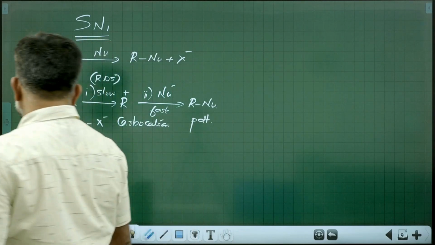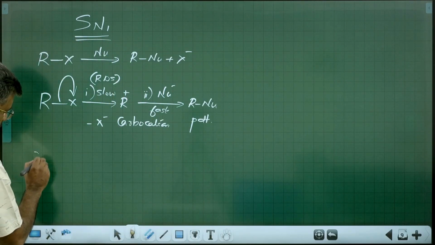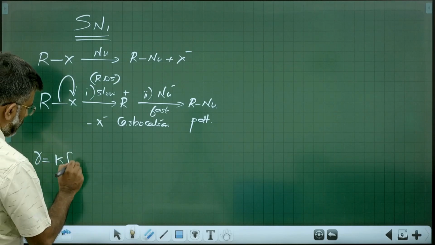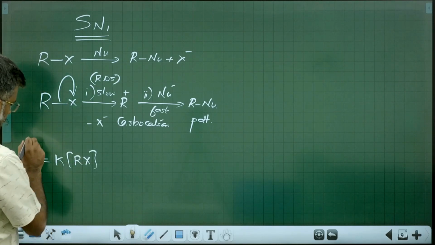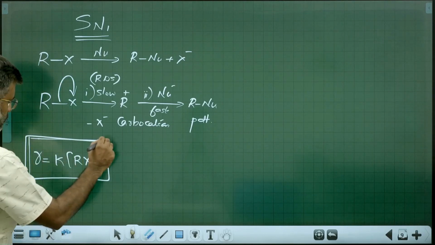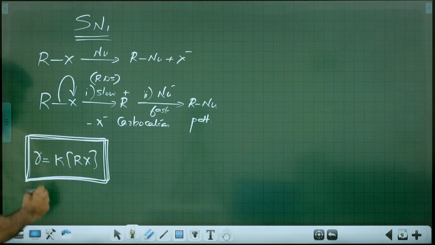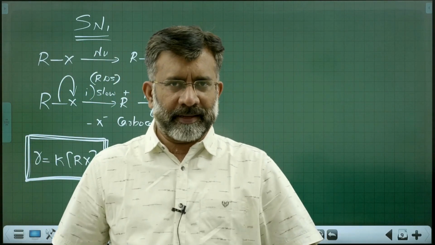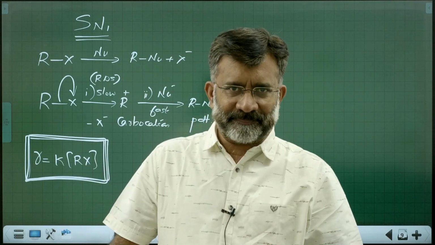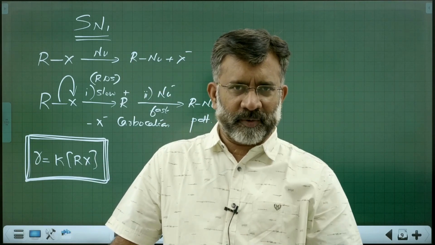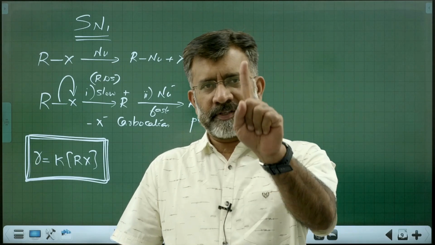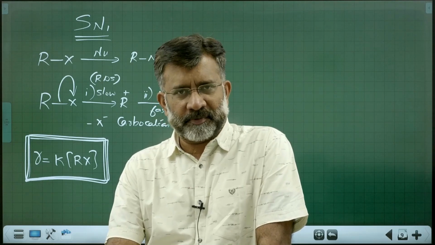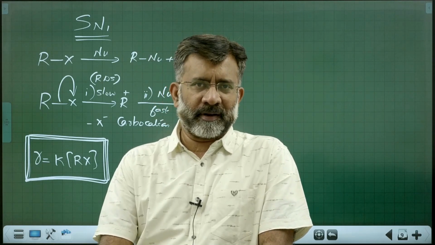So when you write the kinetics of the reaction, R is equal to k into the concentration of RX. This is the kinetics of the reaction, because in the slowest step of the reaction only the concentration of RX plays a role, and hence it is first order kinetics. It is a unimolecular reaction, and hence it is called SN1 reaction, substitution nucleophile first order reaction.